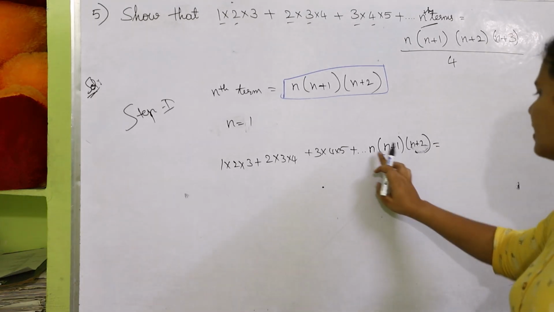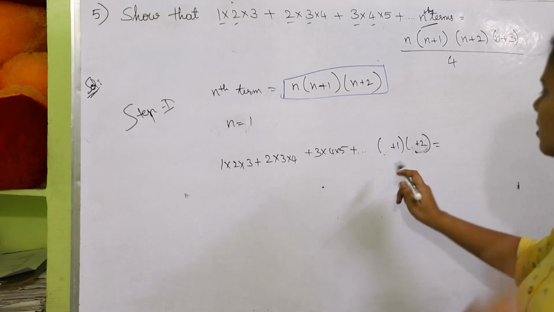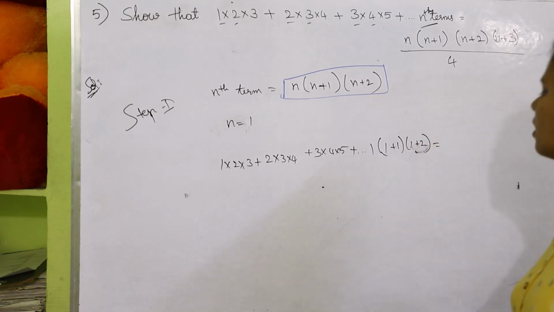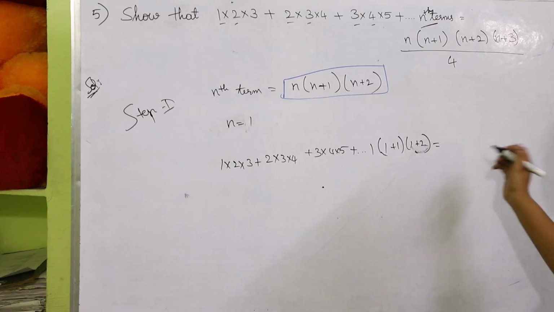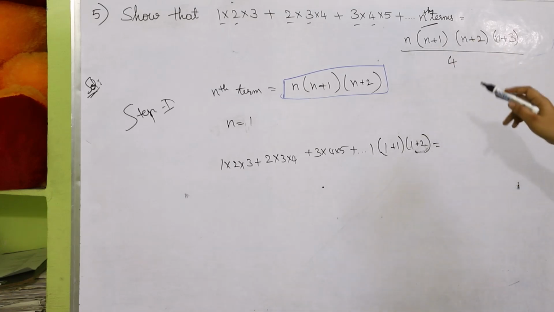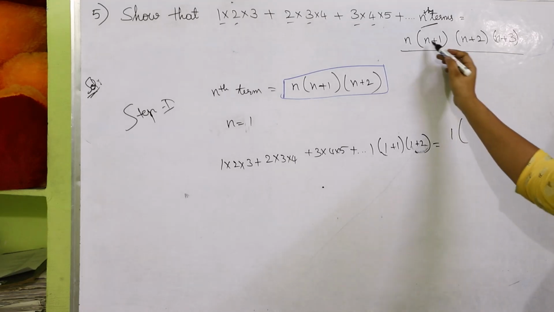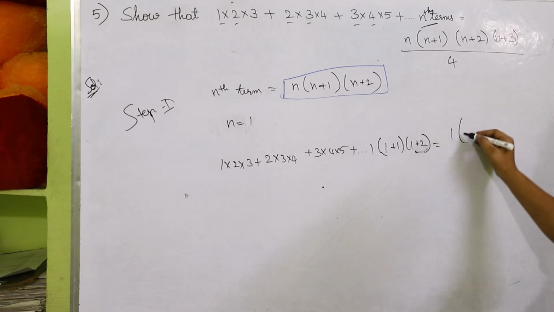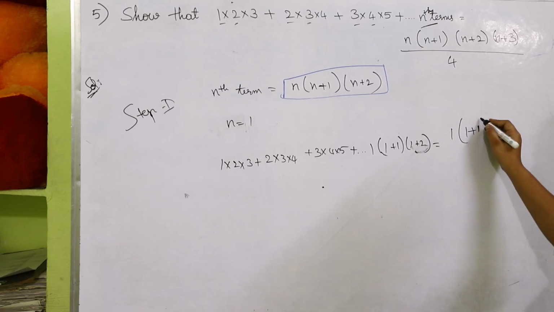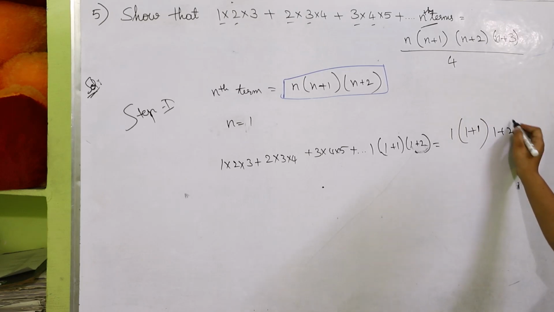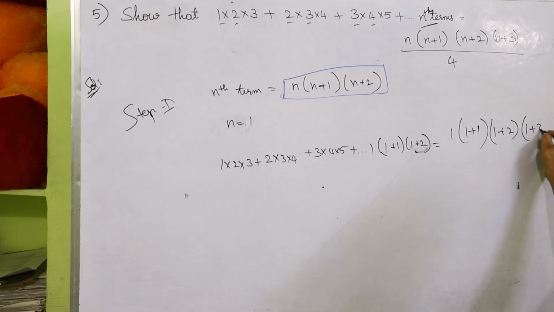N equal to 1 means here I got n values. So what do I do? Instead of n, I would substitute 1. So 1 into 1 plus 1 into 1 plus 2. This is equal to the RHS side. Instead of n value, you place 1. So 1 into 1 plus 1 into 1 plus 2 into 1 plus 3 by 4. Clear? N equal to 1. Clear till here?